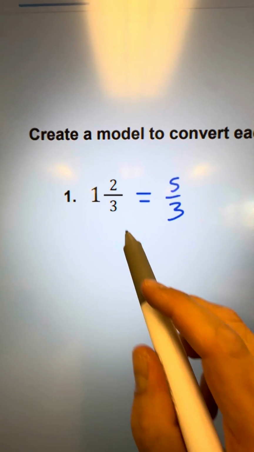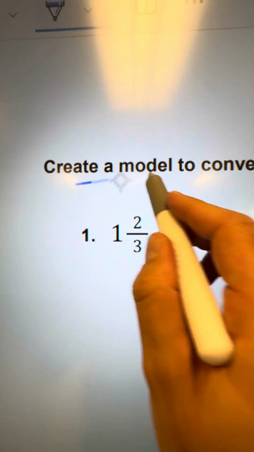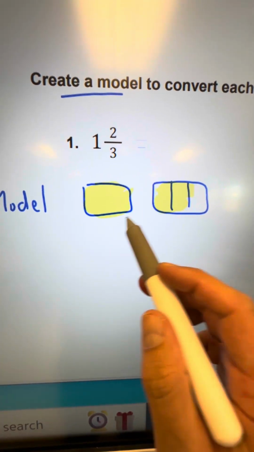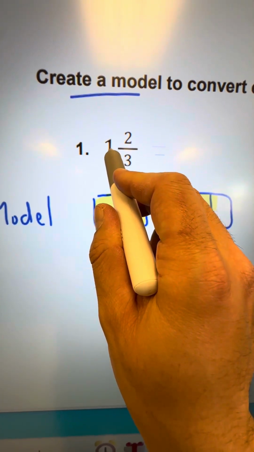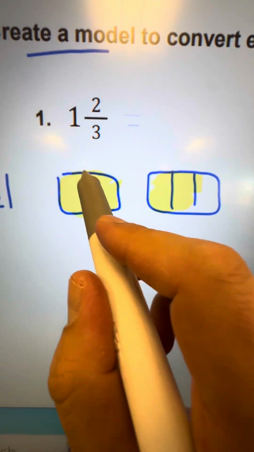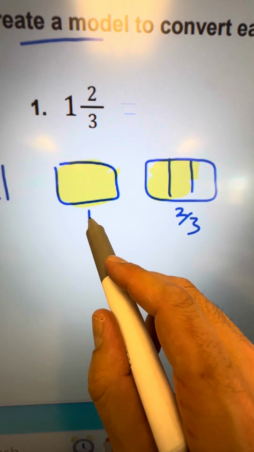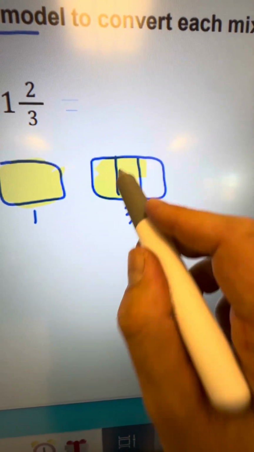So today I'm going to show you how to convert a mixed number to an improper fraction by creating a model. So this is my model here. I have one whole amount, this is my whole number, and 2/3 of another one. So I shaded one whole and 2 out of 3. And I just added the label so you can see this is one whole rectangle and 2/3 of a rectangle.